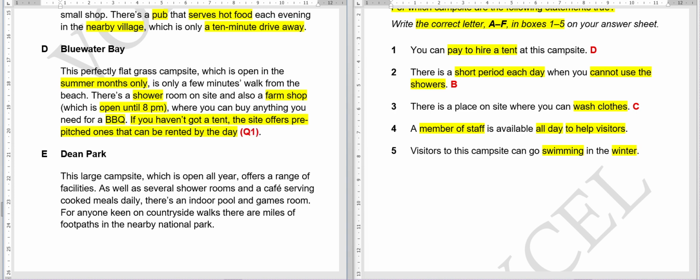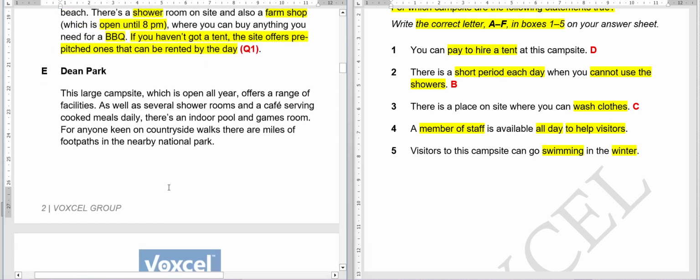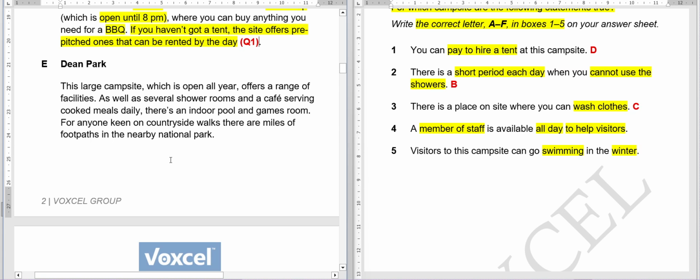I hope it is clear. Let's read the E paragraph now. This large campsite, which is open all year, offers a range of facilities. So this particular campsite is open all year round.